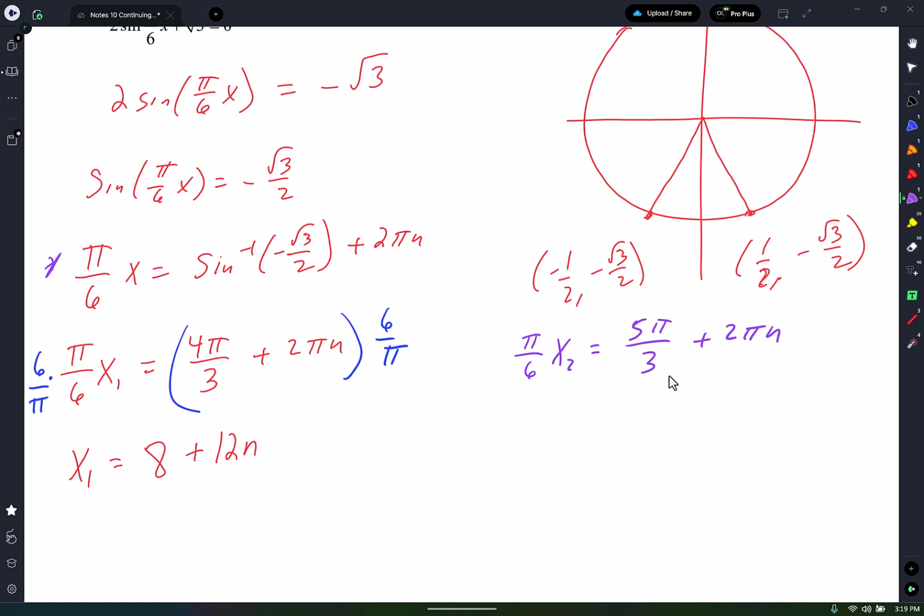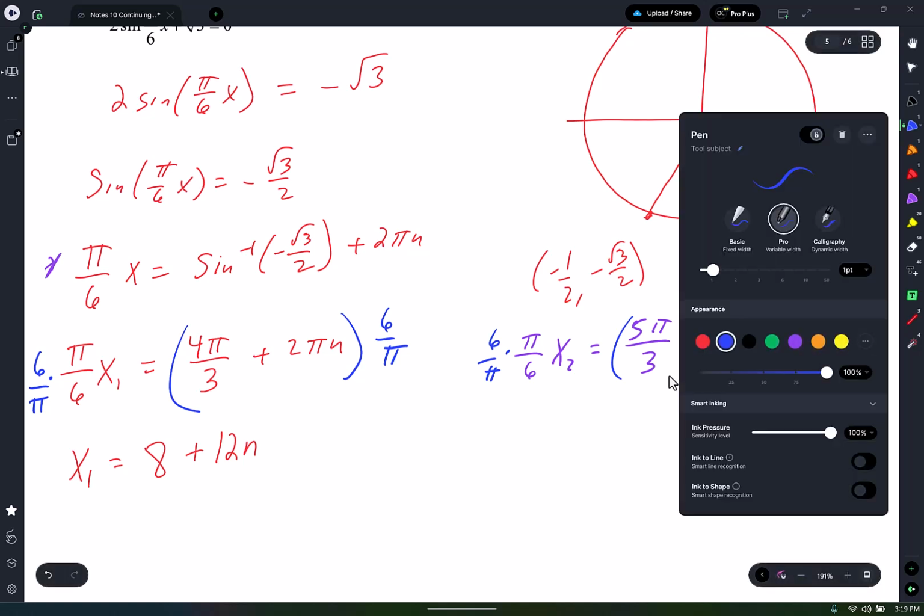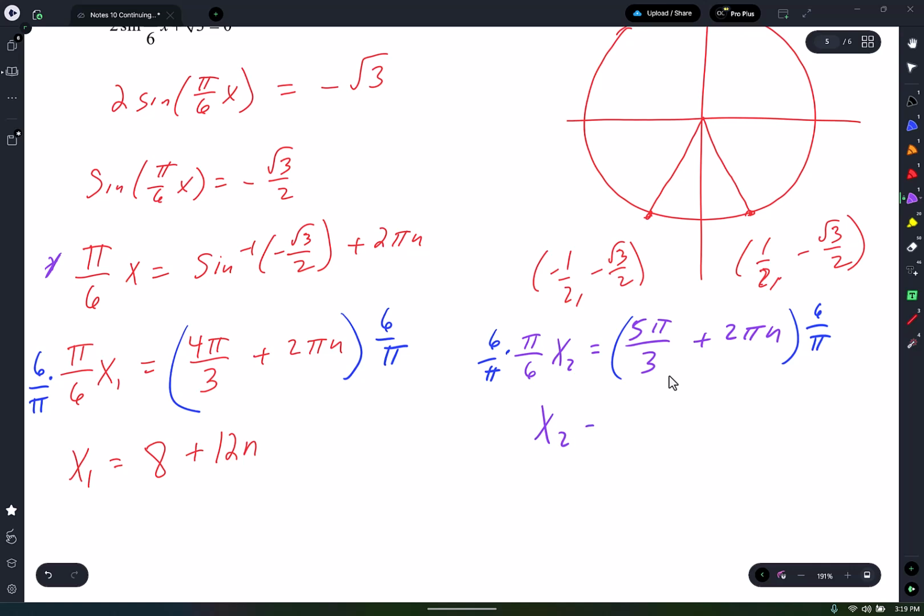All right. I want to get rid of that pi over 6, so I'm going to multiply by the reciprocal. Whatever you do to one side, you do to the other. So here's another shot. Here's how I do it. You don't have to have my habits. You don't have to do it the way I do it if you don't like it. x2 equals, I see it like this. So let me slow down.